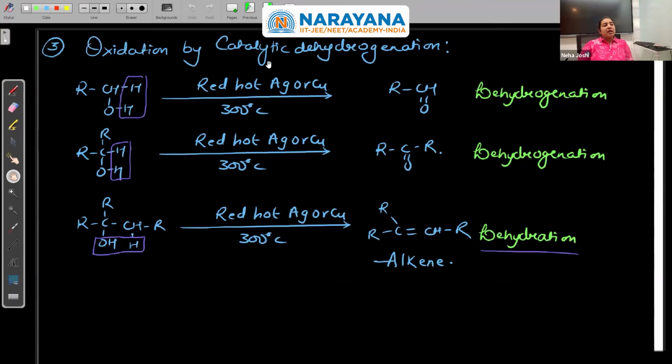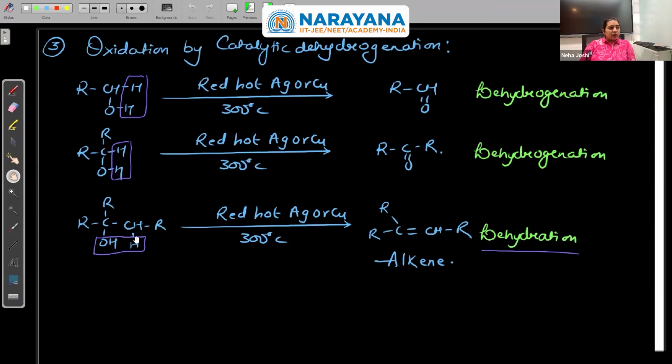This was the third thing. In catalytic hydrogenation, we use either red hot silver or red hot copper. Temperature is certainly very high. We pass vapors of alcohols over these red hot metals, either silver or copper. If it is a 1 degree alcohol, you will have dehydrogenation and aldehyde is formed. If it is a 2 degree alcohol, then dehydrogenation and ketone is formed. And if it is a 3 degree alcohol, then H2O is lost and alkene is obtained. Dehydration is obtained.